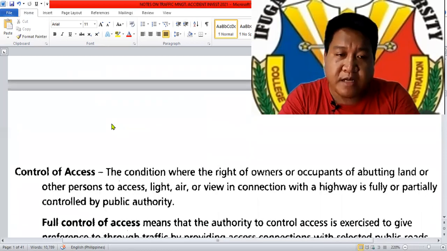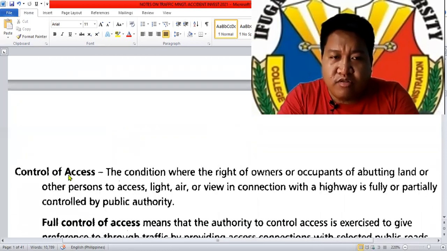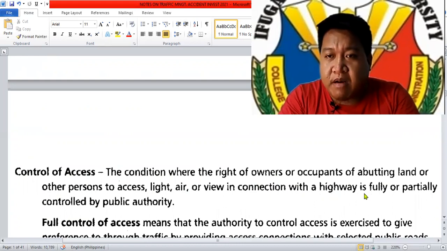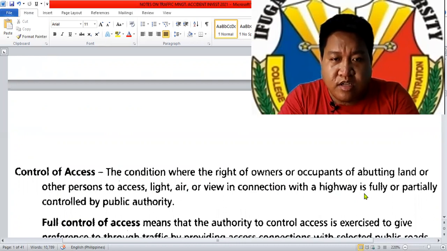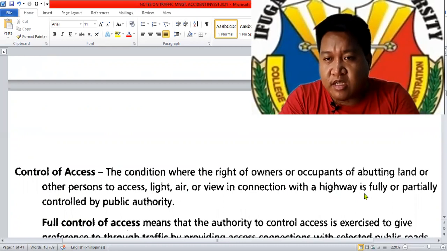So let us go back. So control of access, that is a condition where the right of owners or occupants of abutting land or other persons to access light, air, or view in connection with a highway is fully or partially controlled by public authority. Yeah, so this is when it comes to control of access.